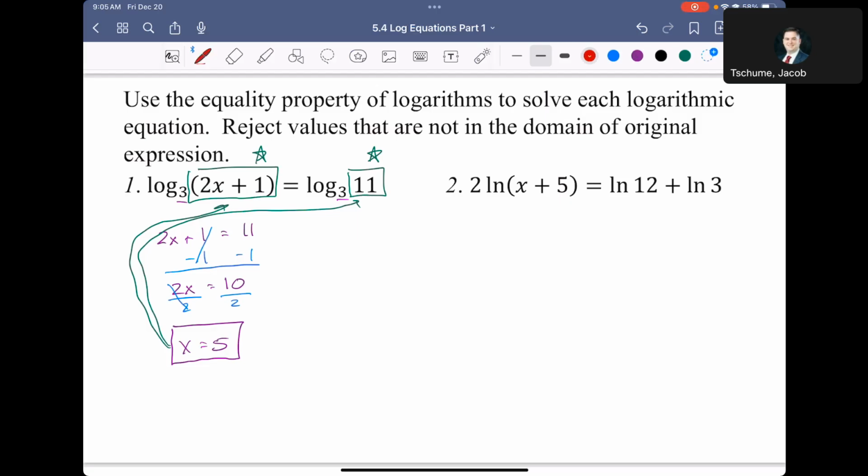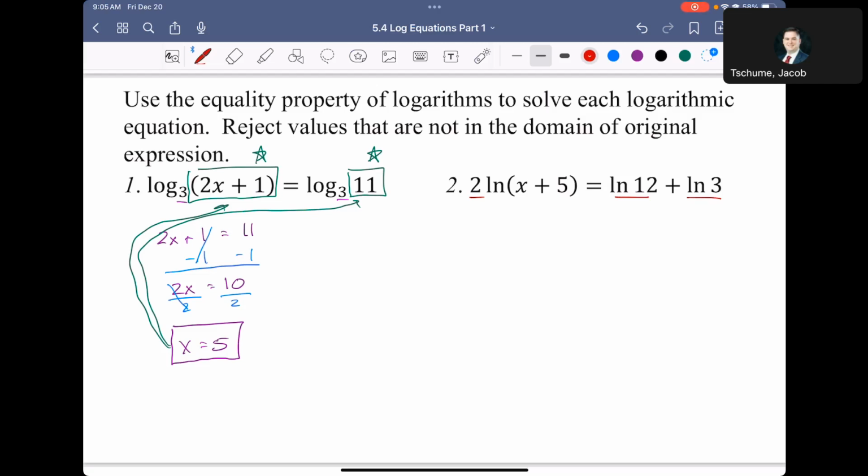If you have 2 times the natural log of x plus 5 is equal to the natural log of 12 plus the natural log of 3. So on this one, you've got more than just a single logarithm on each side. On the left-hand side, you've got a random 2 in the front, so we have to deal with that. And on the right, you've got 2 logarithms added together.